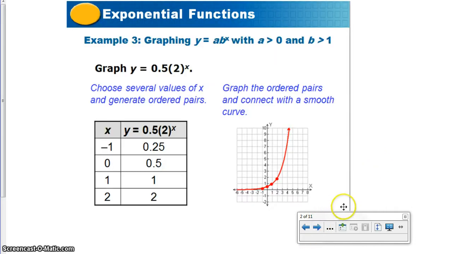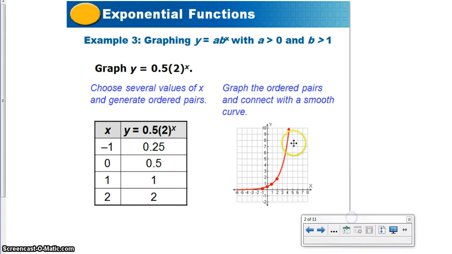So let's take an example for a minute. Let's take a look at graphing a times b to the power of x, where a is greater than 0 and b is greater than 1. If you choose several values of x and then generate the ordered pairs, negative 1, 0, 1, and 2 are usually pretty good. And then you go ahead and substitute those values in.